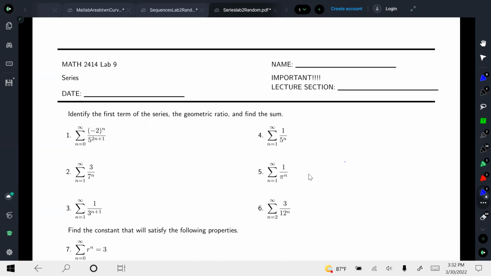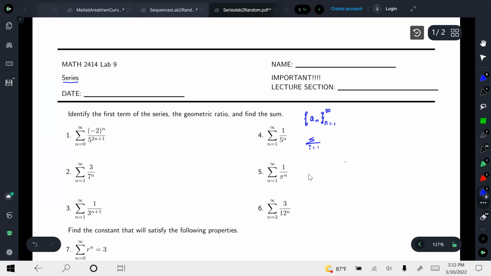Now, Lab 9 is about series. We have already studied sequences in Lab 8. Now, what is the difference between these two? A sequence will be represented in this way. If I consider a_n as a sequence, from n equal to 1 to infinity, this is called a sequence if you represent it in this way. And when it is a series, we represent that in this form.